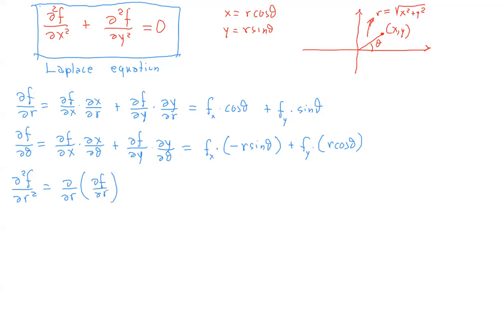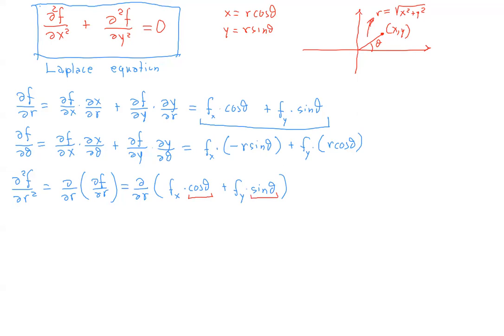But we know what the partial derivative with respect to r is, right? It's this whole thing. So what I have to do is take the partial derivative with respect to r of this expression, of f sub x times cosine theta plus f sub y times sine theta. Now the question becomes, how do we take the partial derivative with respect to r of this? Now, this is again where things become kind of interesting. First of all, notice that cosine theta, as far as r is concerned, is a constant, and sine theta is also a constant.